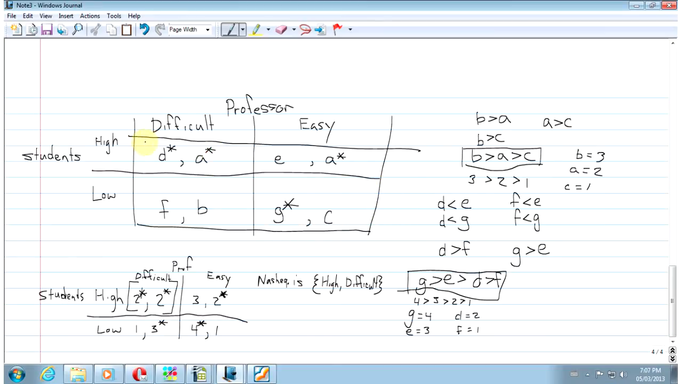Now I'm going to fix the student's preparedness at low. So I'm going to cross off the high column. And now from the professor's point of view, I'm comparing a payoff of B with a payoff of C. And B, according to my ranking system, is strictly better than C, so I put an asterisk here. Now I'm going to unblock all the columns, look at my payoff matrix with all the best responses on it, and again settle on high, difficult as a Nash equilibrium because it's the only cell where two elements have our best responses.